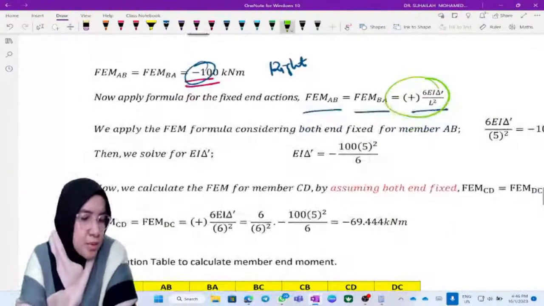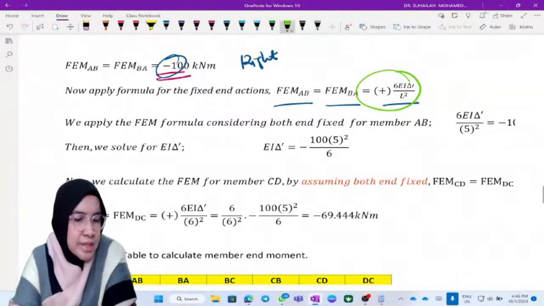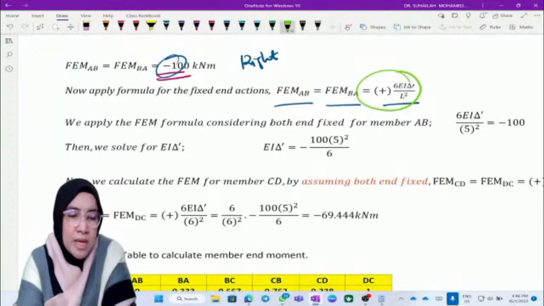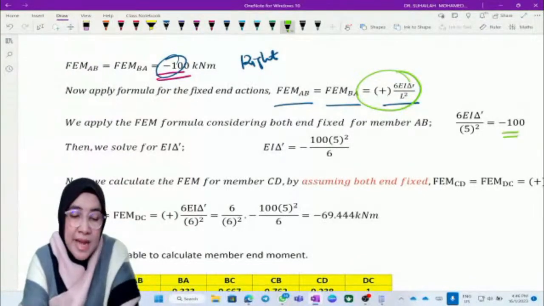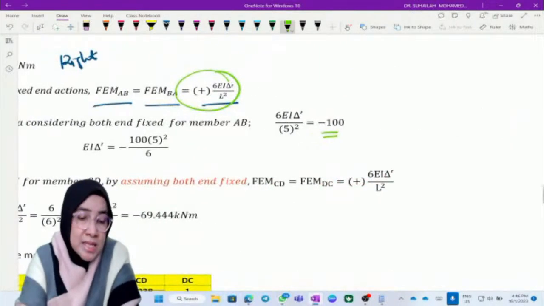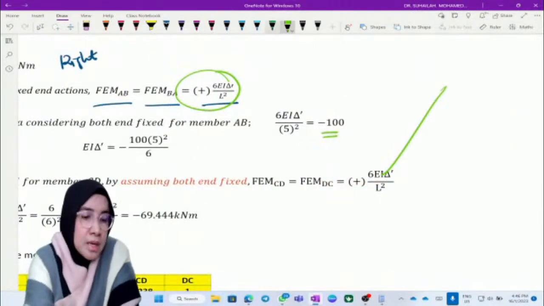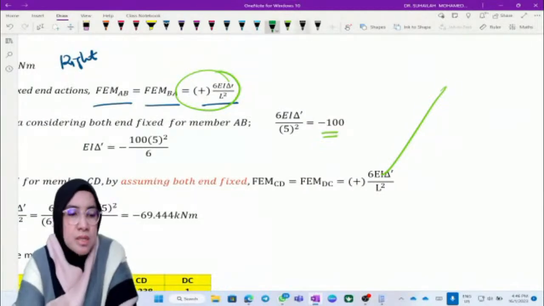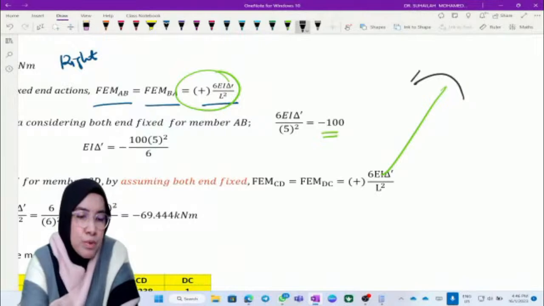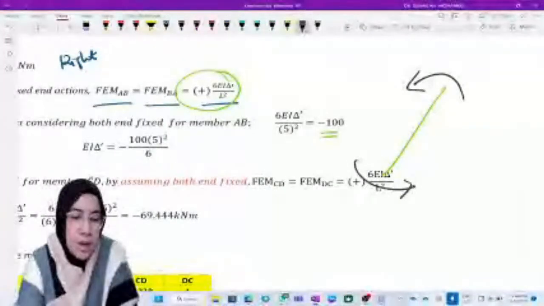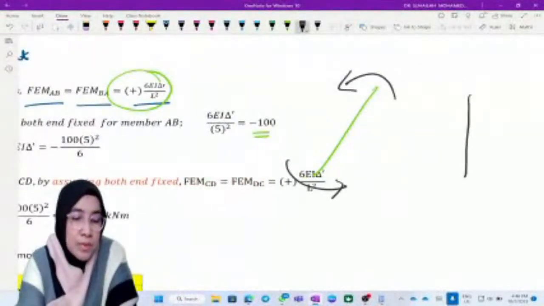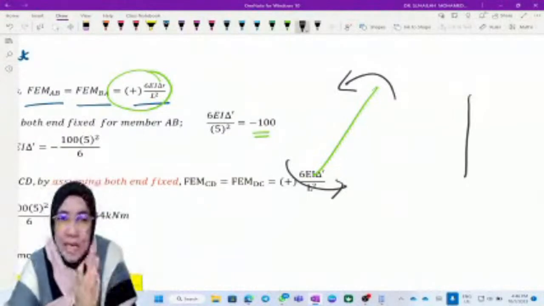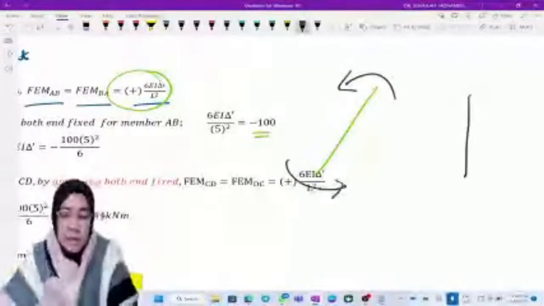We apply the FEM formula considering both ends fixed. It is 6 EI delta prime over L squared, where L is 5, and this equals negative 100. Why is it negative? Because of the behavior: the frame is in this position and we have to push it so that the column will be vertical again, going back to its original position.